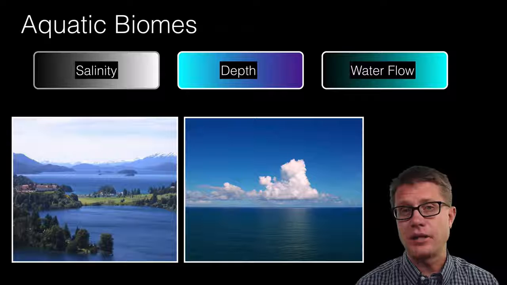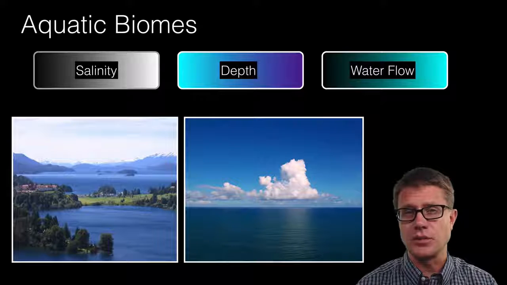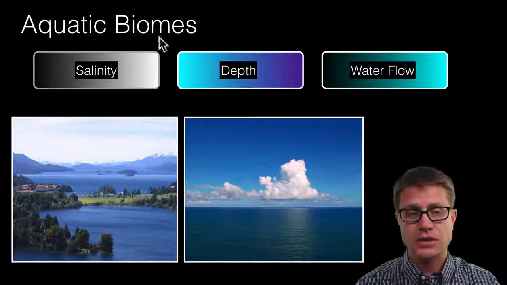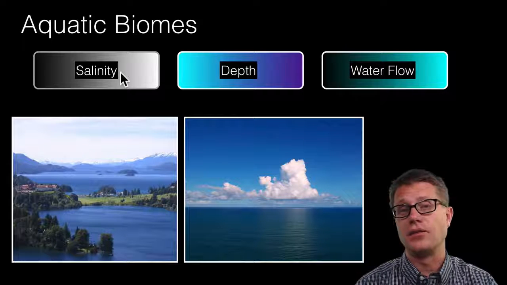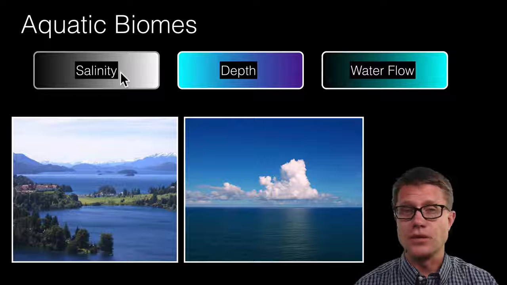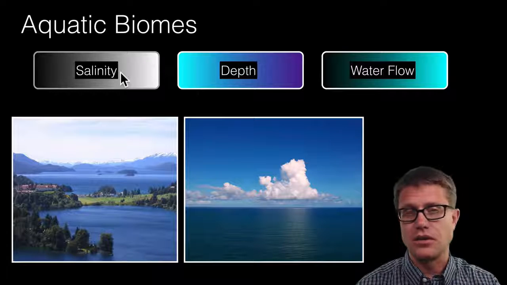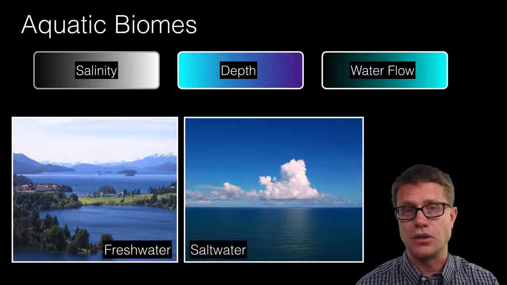If we start looking at aquatic biomes, it's not temperature and precipitation because water exists. And so it's going to be salinity, the amount of salt, the depth within that water, and then the flow of the water. And so the first way to divide the aquatic biomes is to those that are freshwater and those that are going to be saltwater.